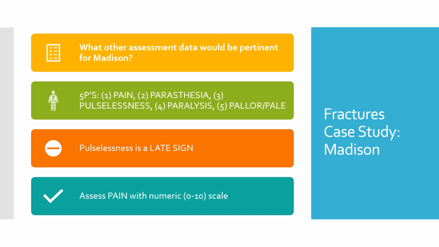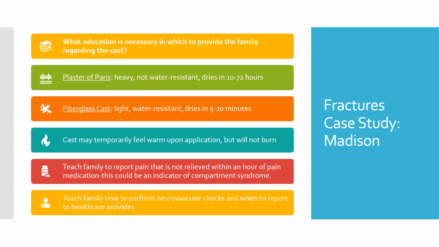In other words, things that you'd be on the lookout for as a nurse. So again, our 5 P's, which we just addressed, and pulselessness being a late sign, so that's really bad. And we're going to assess pain with our numeric scale, our 0 to 10 scale, being that she is 9 years old. So what education is necessary to provide the family regarding the cast? So we're going to talk about cast education for our family.